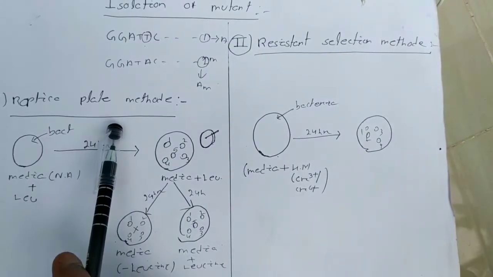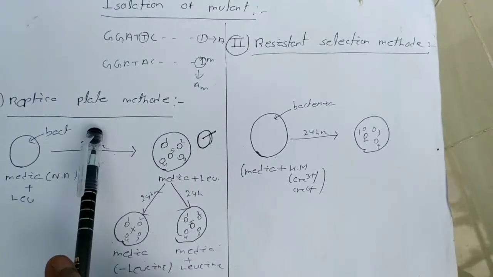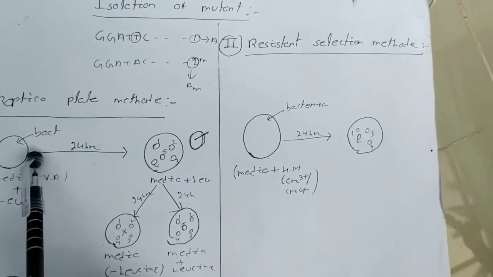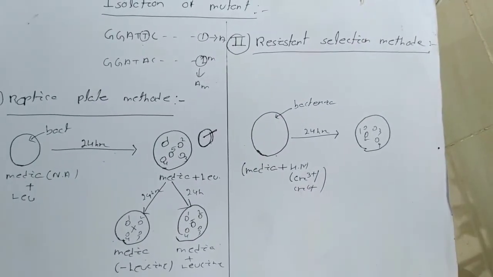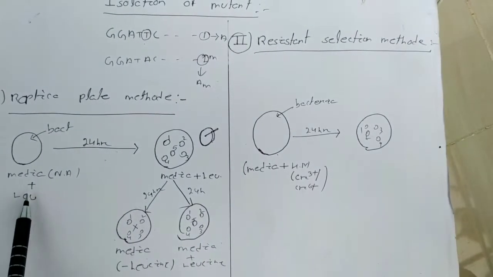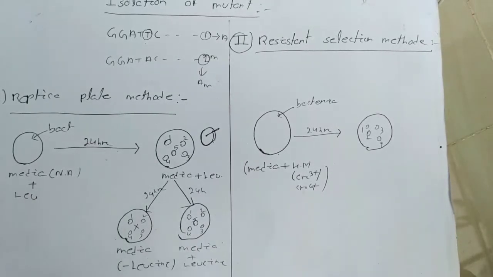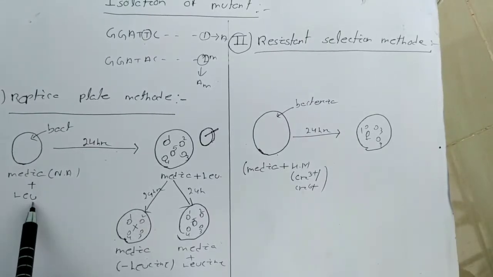So what is the replica plate method? The mechanism behind the replica method is as follows. First we have to take a petri dish, then we add the media, and suppose we wish to separate a mutant which is auxotroph to leucine.